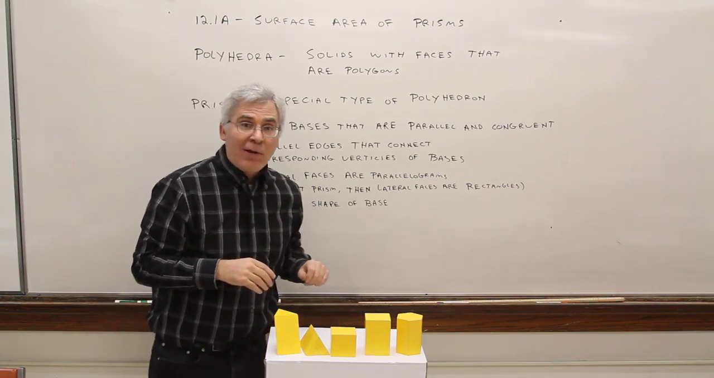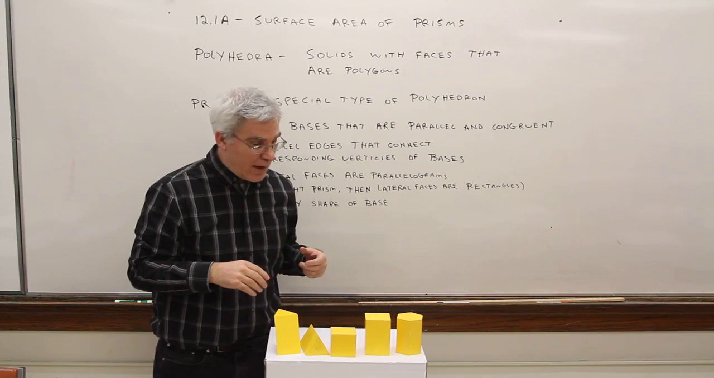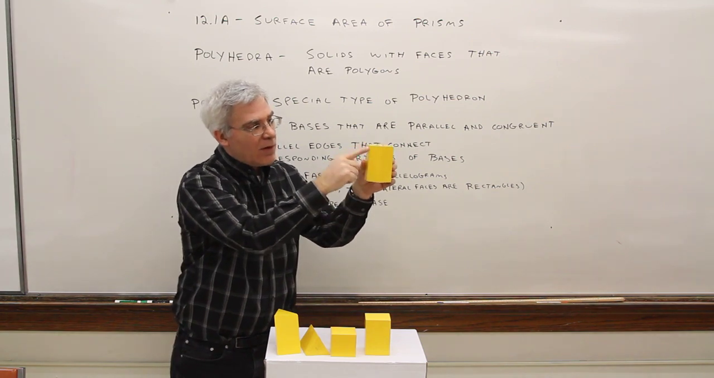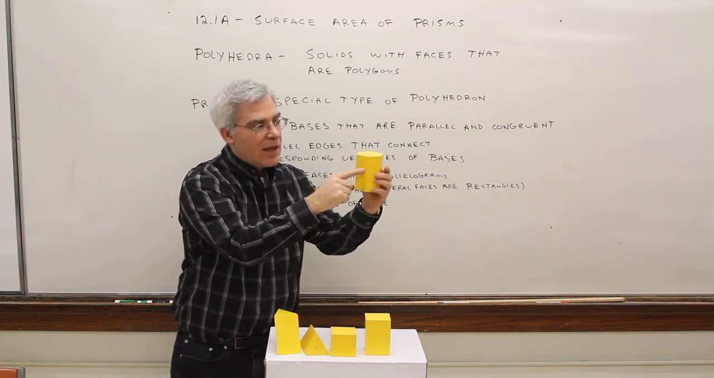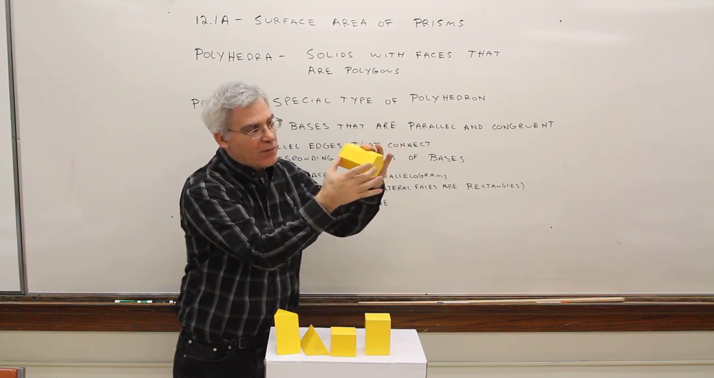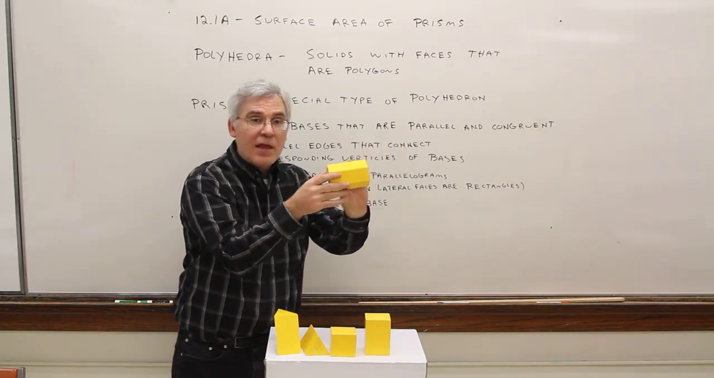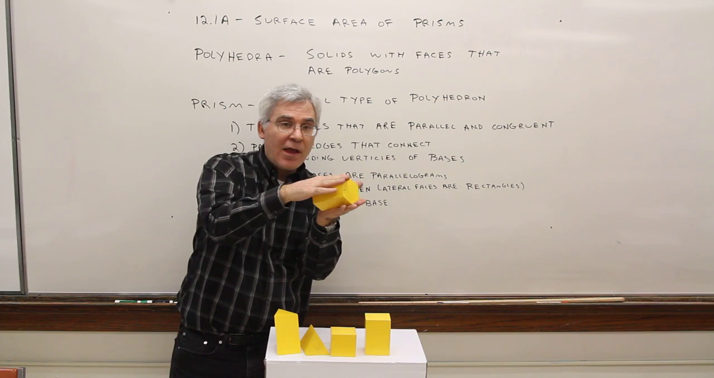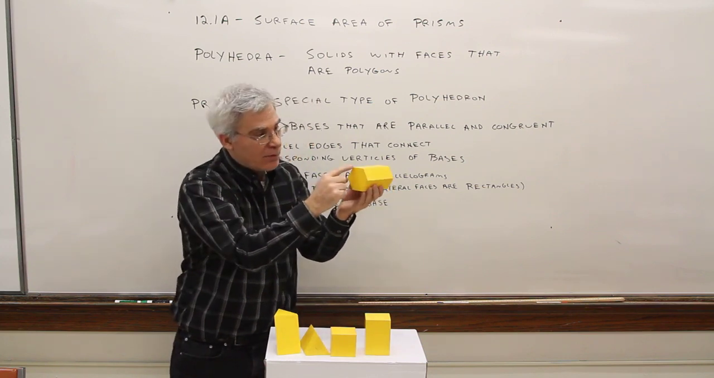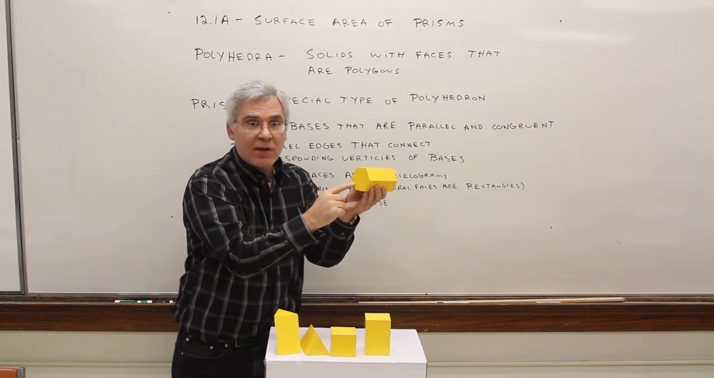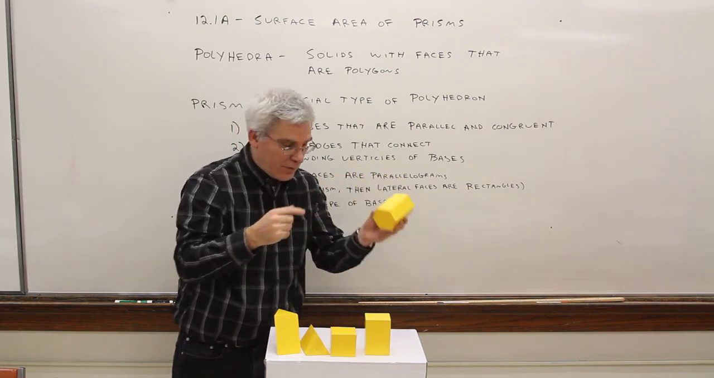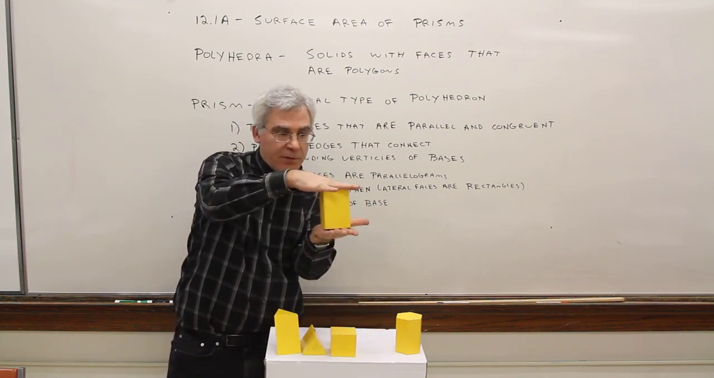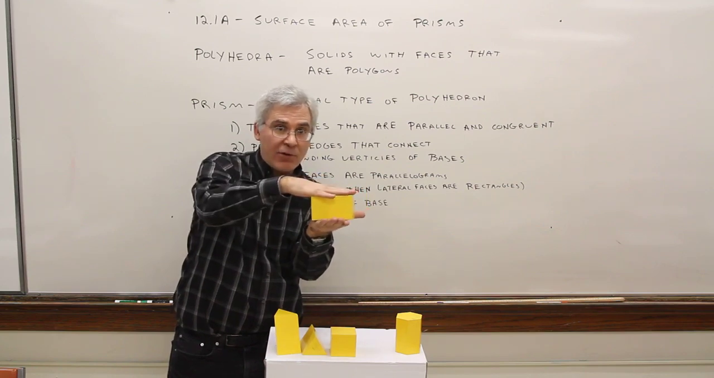Item number two, parallel edges that connect corresponding vertices of the bases. So for example, over here, these are the bases. Notice that these are all parallel edges and they connect corresponding points of the bases. Keep in mind, these two faces right here are parallel and congruent. However, they can't be called bases because there's not those parallel edges connecting various parts of the bases.